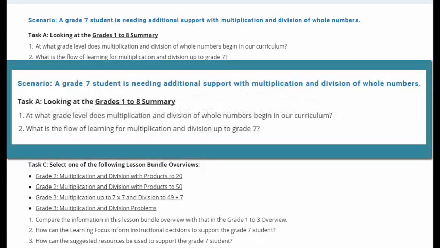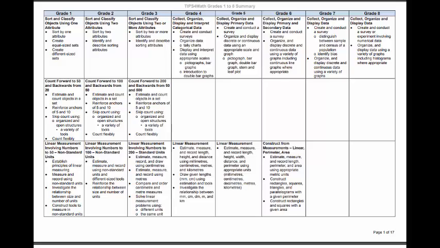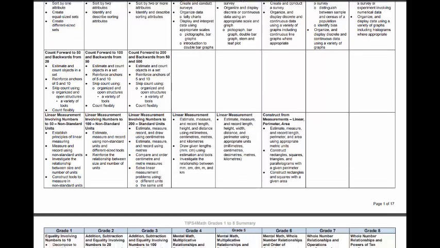Task A. I noticed from the grades 1 to 8 summary that grade 2 is the first mention of multiplication and division, and that was on page 4 of the summary. Let's see, what's the flow of learning?